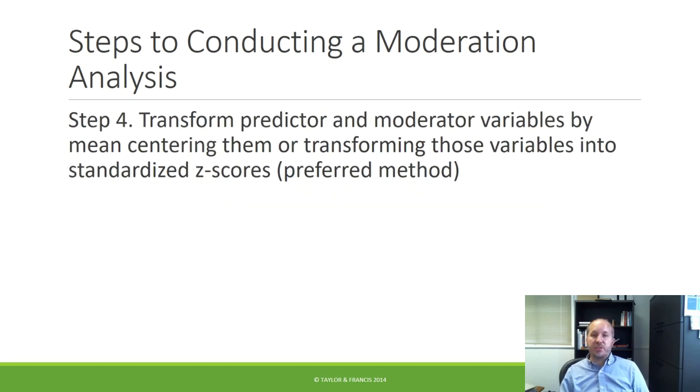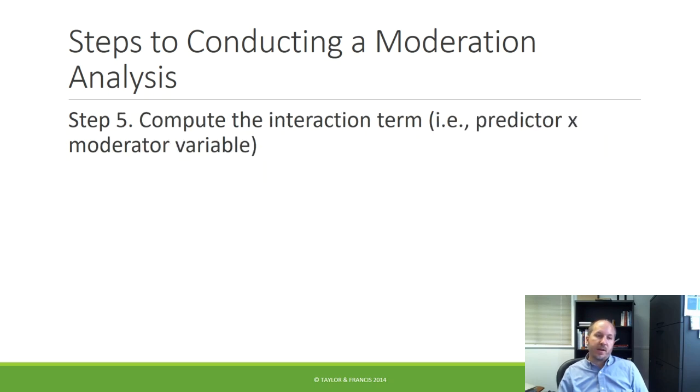Step 4 is then to transform our predictor and moderator variables by either mean centering them or transforming them into z-scores. Doing z-scores is the preferred method in my book because it's really easy and really quick to do, and there's no difference whether you're doing mean centering or z-scores in reporting your results and in conducting the analysis. Step 5 is then to compute the interaction term, so you create your interaction term.